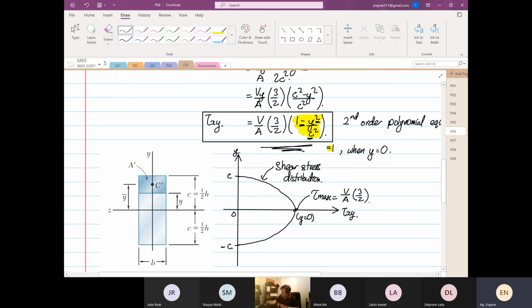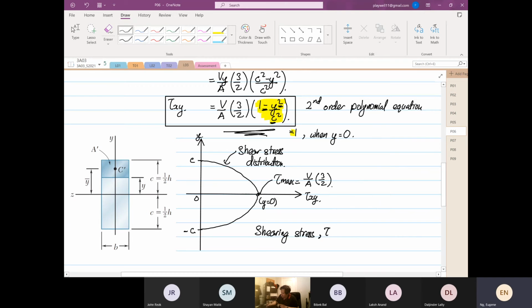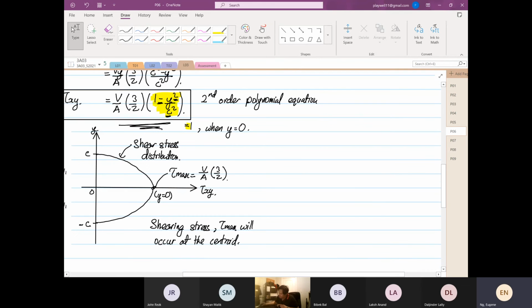So one thing to take note in shearing stress, tau max will occur at the what? Centroid. All right. Why do I say it's interesting? If we were to draw the other expression that we have done for the last 2 weeks, if I draw this, you guys will know what I'm trying to say down here.